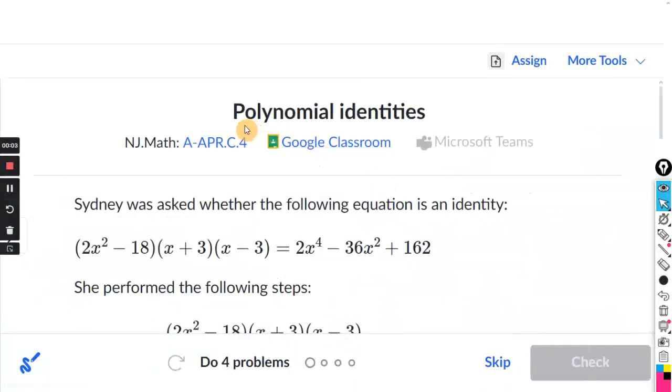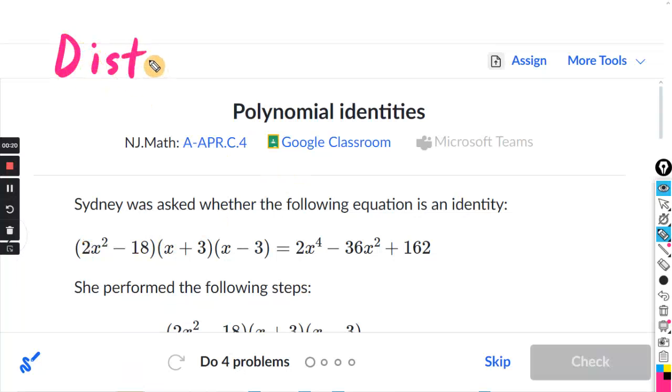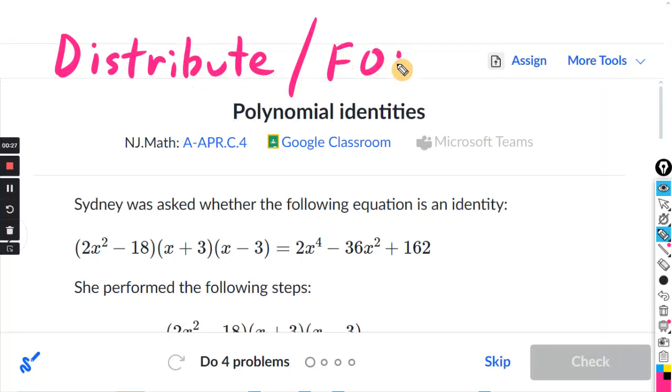This will be for the exercise, polynomial identities. For this exercise, there's only two properties we're using. Basically, for all of these, we're just checking work. You're either going to use the distributive property or you're going to use FOIL: first, outer, inner, last. So we're basically checking the work of the person that did these problems. That's all we're doing.